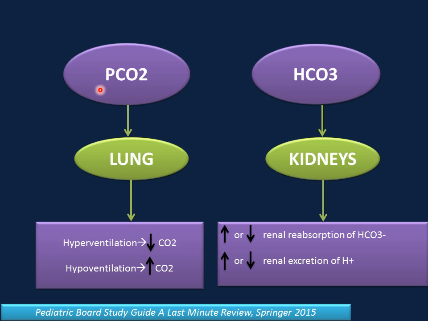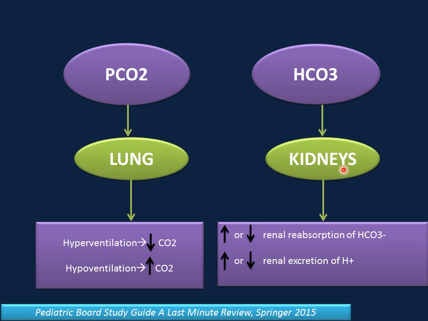Respiratory acidosis or alkalosis is controlled by the PCO2 in the lung. The PCO2 can be managed by the lung either by hyperventilation or hypoventilation. Hyperventilation will wash more CO2 from the lung and will cause respiratory alkalosis. Hypoventilation will retain CO2 in the lung and will cause respiratory acidosis. This is how the lung manages the cases of respiratory acidosis and respiratory alkalosis. In cases of metabolic acidosis and alkalosis, this is how the kidneys manage the bicarb.